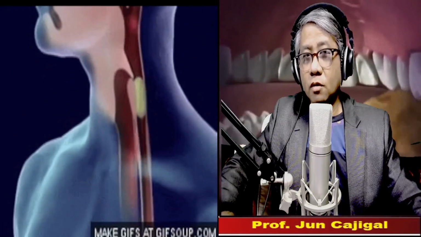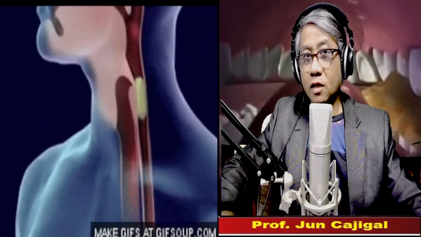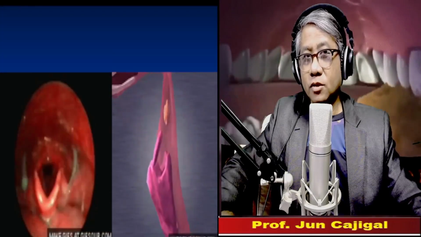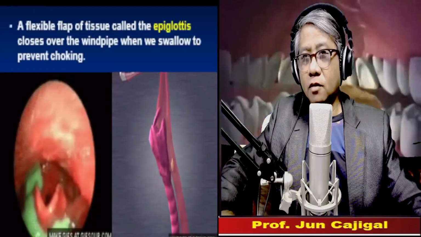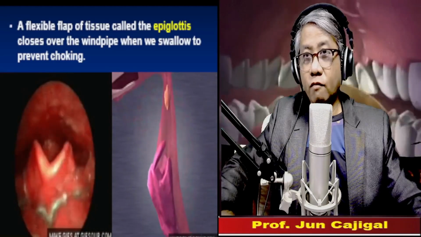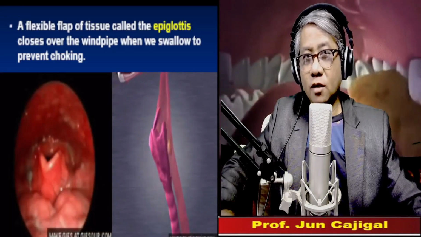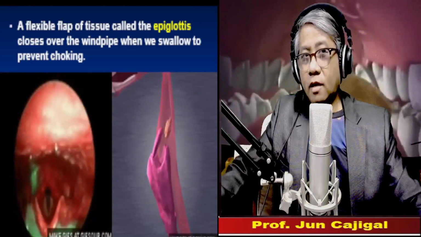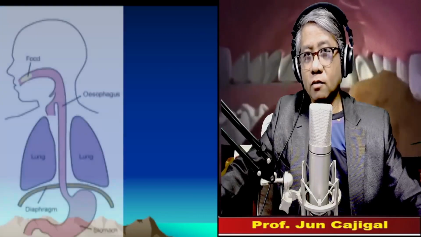So here is an animation showing the role of the epiglottis. Again, the epiglottis closes the air passages so that the food enters the esophagus and not the trachea. So that's the epiglottis. The epiglottis is a flap of tissue that closes over the windpipe when we swallow to prevent choking. So eventually, after passing through the pharynx, the food now enters the esophagus.